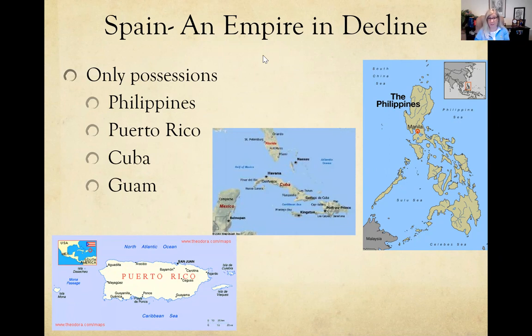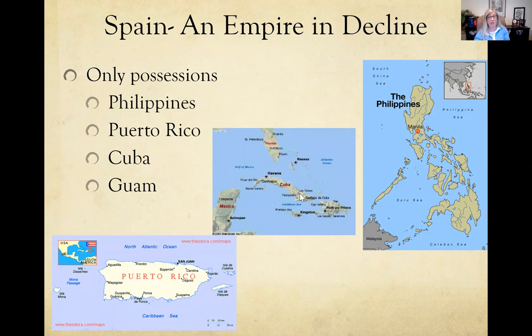So really, all they've got left by the turn of the century are the Philippines, the island of Puerto Rico, the island of Cuba, and the island of Guam. That is all they have left. Now, you think about all of the prosperity that Great Britain is experiencing, all of the vast imperial possessions that Great Britain has acquired under Queen Victoria. France is also in the mix here with a lot of international possessions and a lot of affluence. Spain is the one who is desperately in decline, and they want to stay in control.